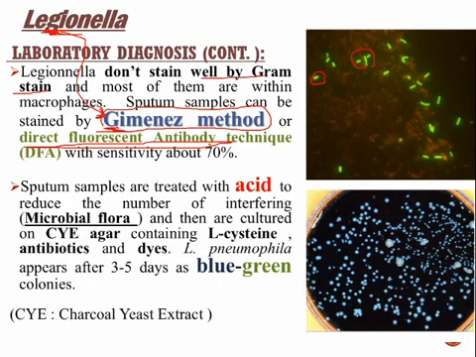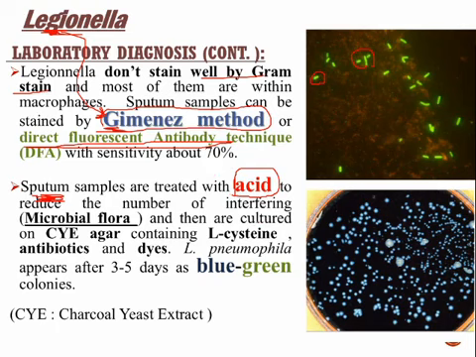Here he tells you that when you take the specimen, especially the sputum specimen, you treat it with acid, because you need to kill the contaminating normal flora present with Legionella. Legionella is resistant to acid. So you add acid to the sputum sample to kill the contaminating normal flora.